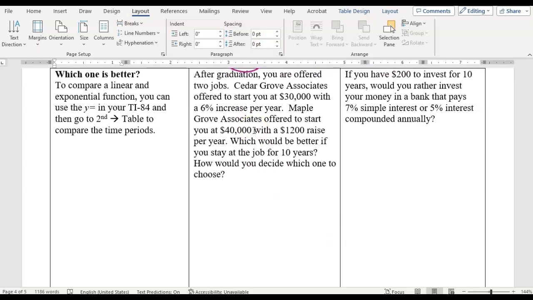After graduation, you're offered 2 jobs. Cedar Grove Associates offers to start you at $30,000 with a 6% increase per year. So 30,000 times 1.06 to the power of x, right? That's a percent increase, so we know that's going to be exponential. So that's one equation. The other equation, Maple Grove, says you get, starting at 40,000. It's a better starting rate, but you get a $12,000 raise per year.